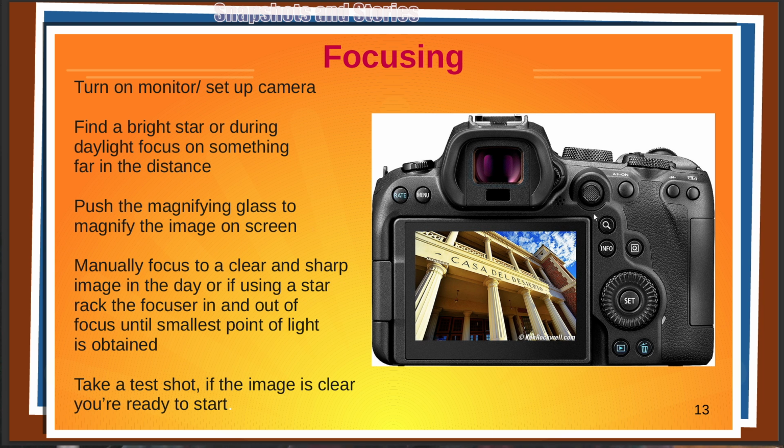So in other words, right there, this is a Canon camera, but most cameras have that button somewhere, and that will magnify your screen in the back. You're going to manually focus to a clear, sharp image in the daytime, or if you're using a star, rack the focuser in and out of focus until the smallest point of light is obtained on that star. Then you're going to take a test shot. If the image is clear and your stars are nice and pinpoint, you're ready to go.